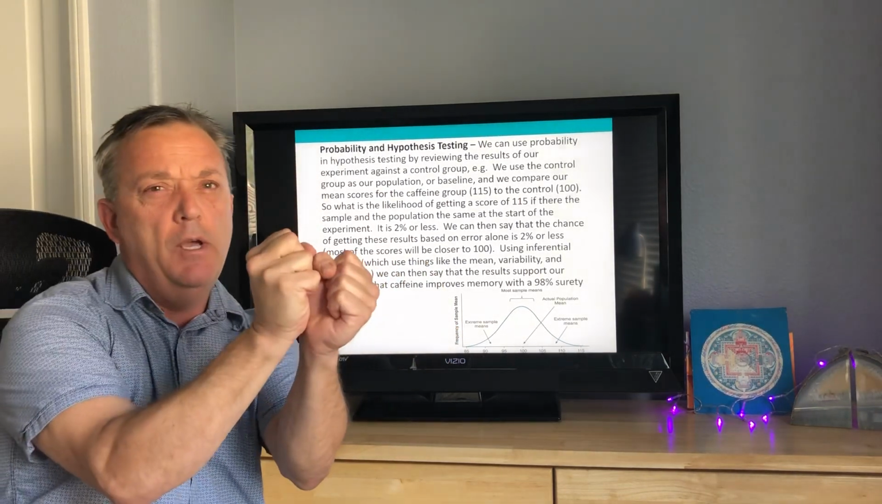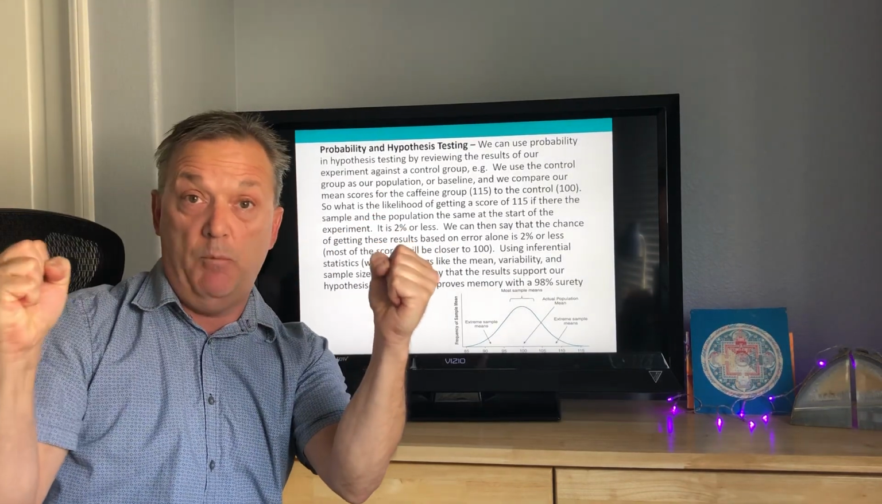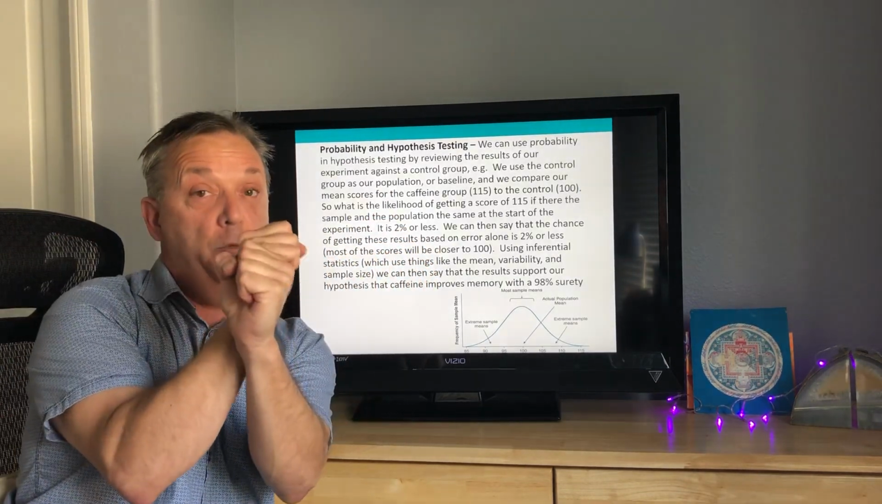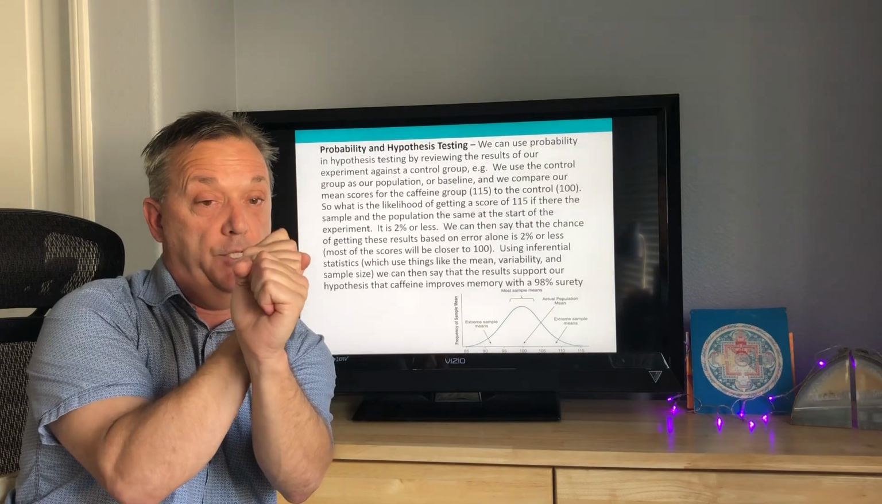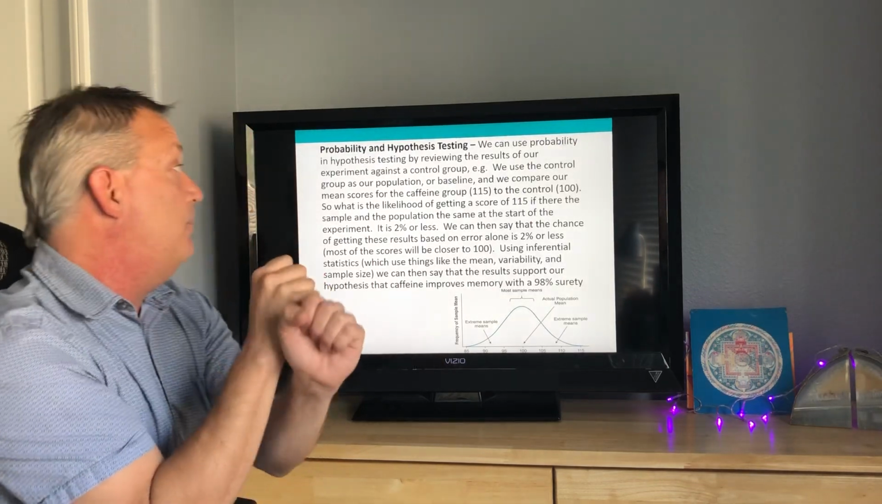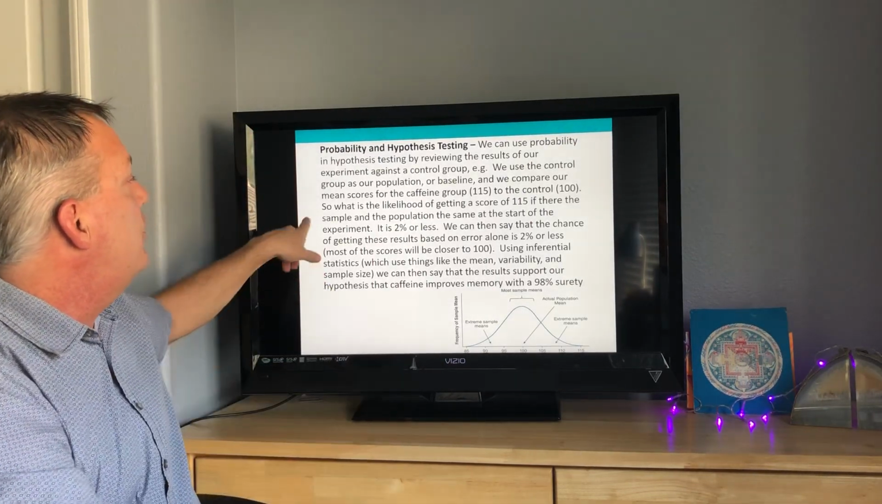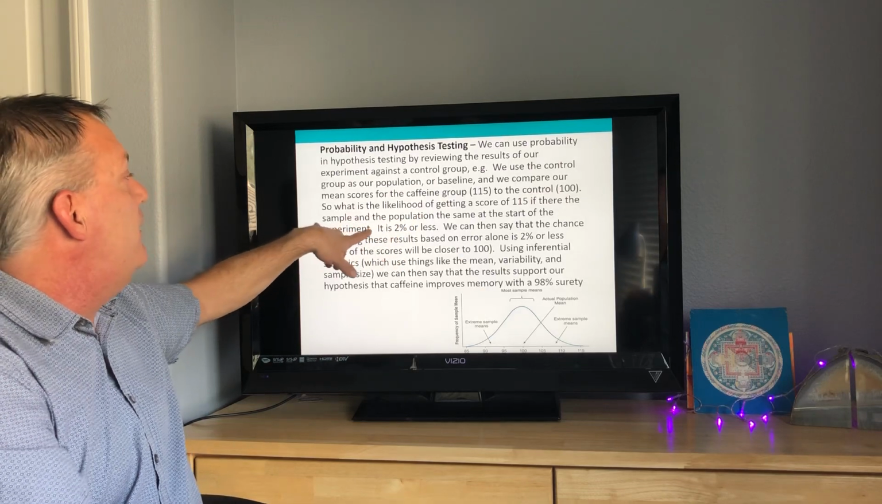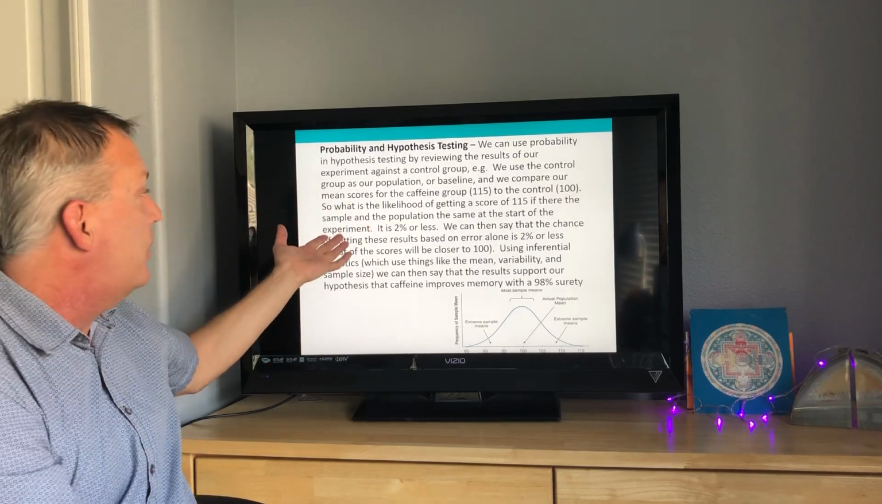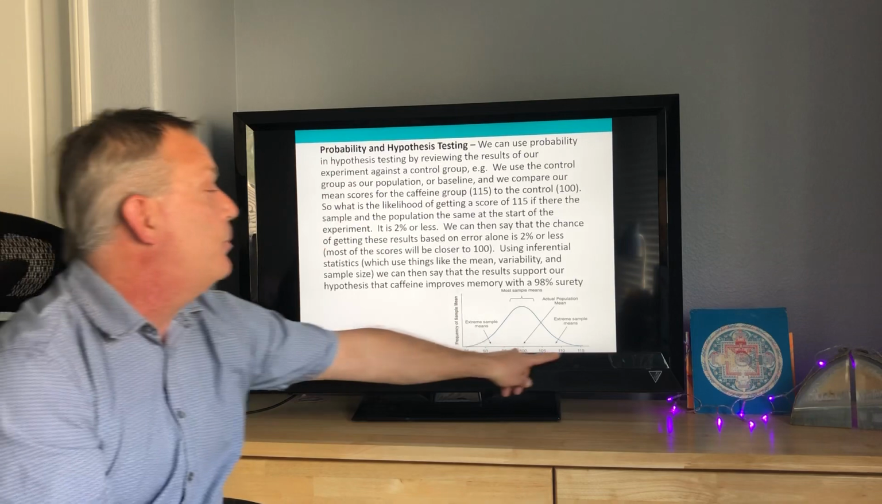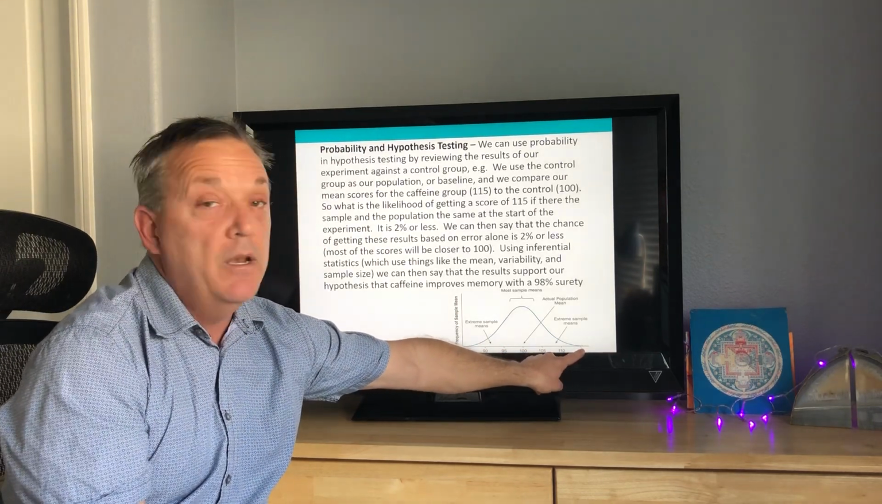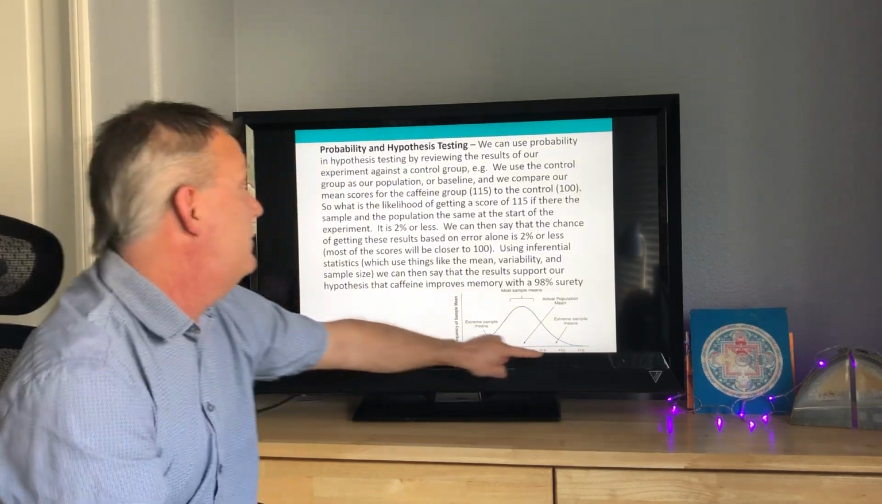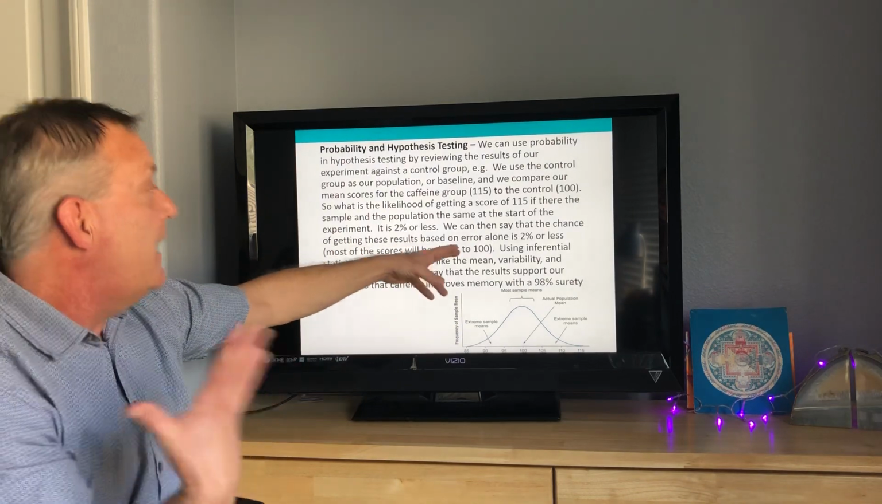And so now they can become different in some way, even though we're assuming they were the same at the start of the experiment. So then going back to what is the likelihood of getting a score of 115 if the sample and the population are the same at the start of the experiment? It is 2% or less, right? Not very likely that we got that. Okay? So we can say something from that.